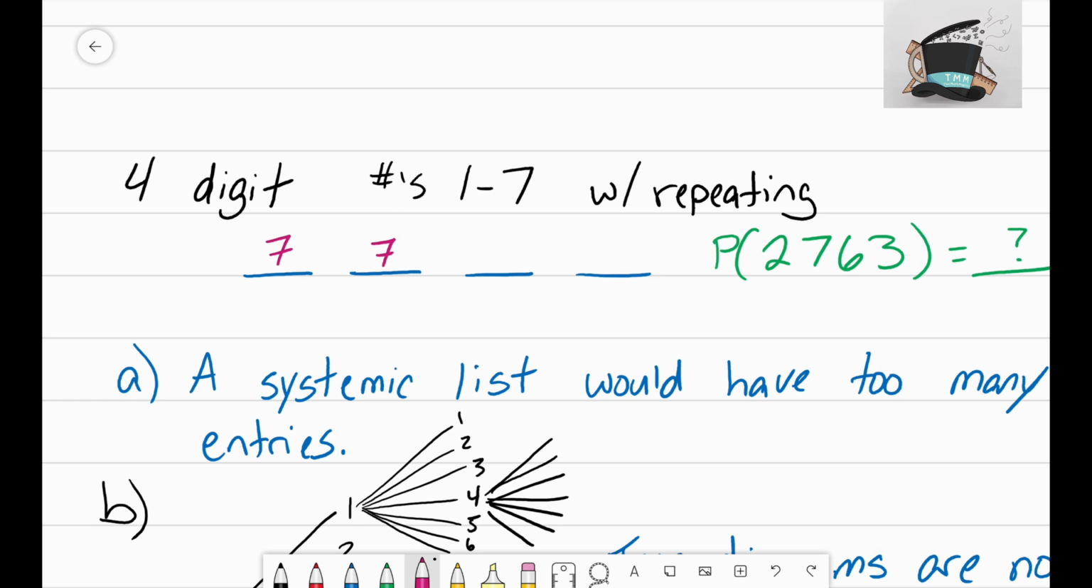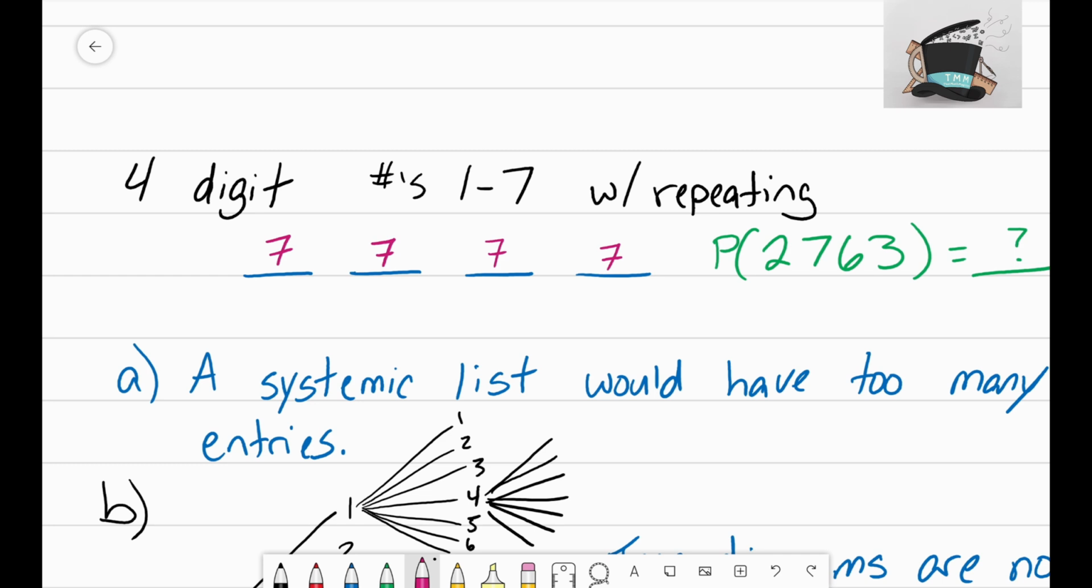Now, the third and the fourth, hopefully we've guessed and figured it out. For each of these, I'm going to end up with 7 different outcomes for each number. I'm not losing or gaining any numbers I can pick. So I only end up with 7 different outcomes for each digit. That kind of answers part C.